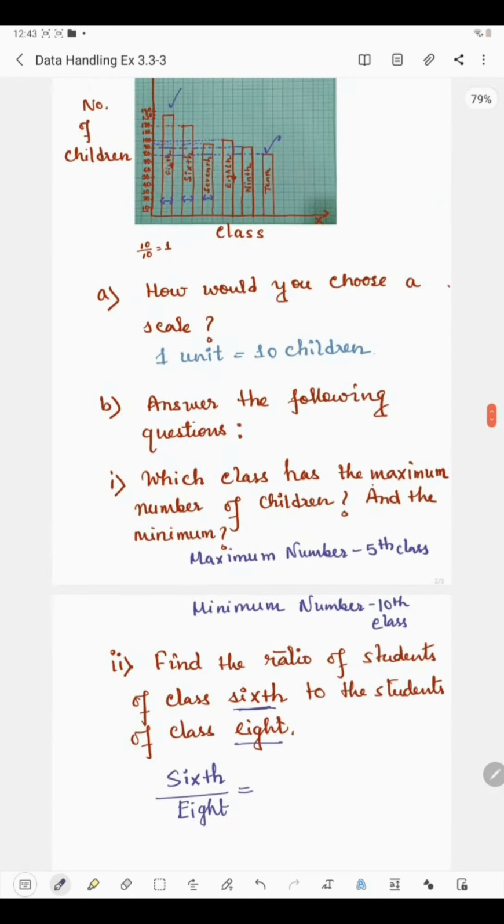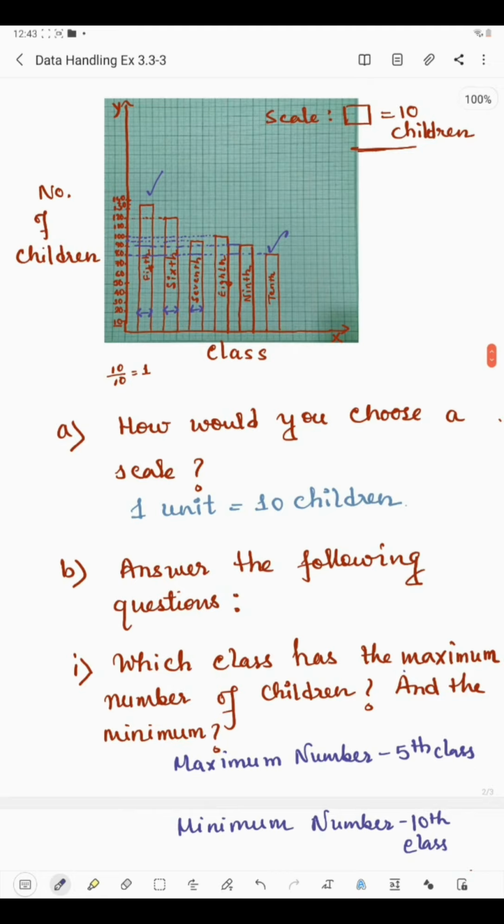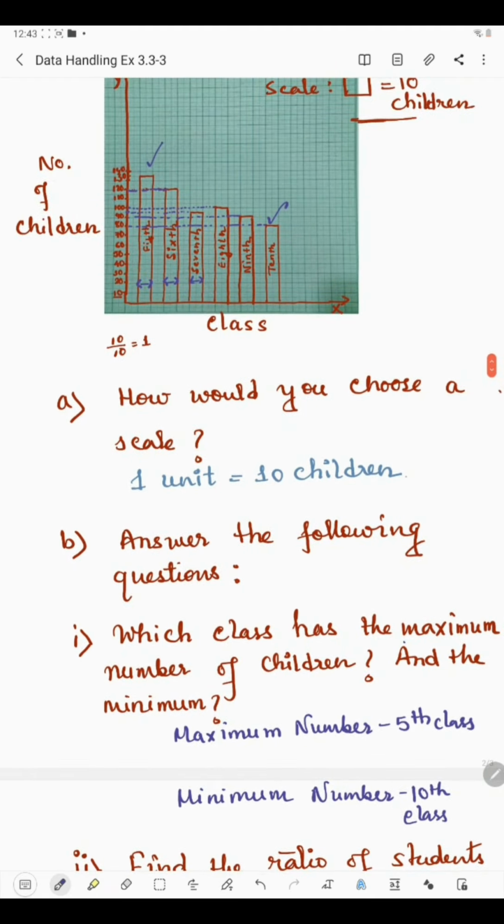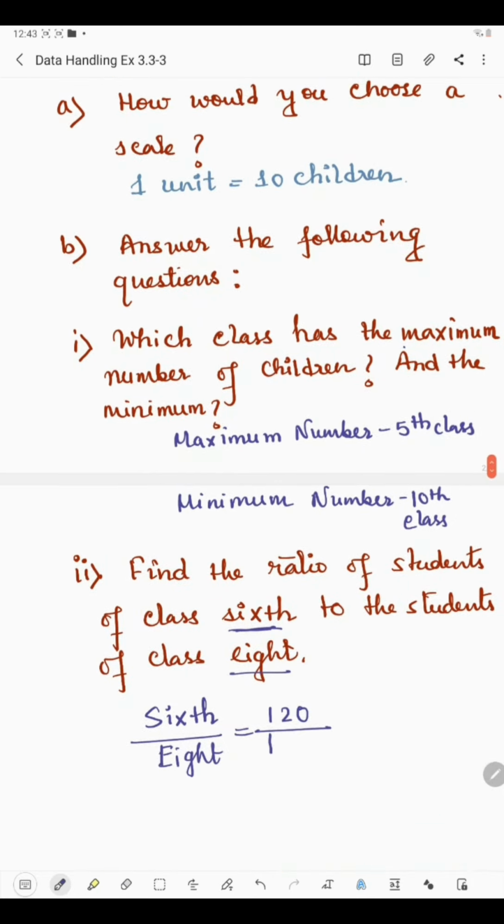So number of students in 6th class, see, it's 120, right? So we will write 120 in the numerator, and number of students in the 8th class, here is 8, see it is showing 100 number of students, right? So we'll write 100. Now we will divide these two, we'll cancel zeros at first. So we have 12 by 10.